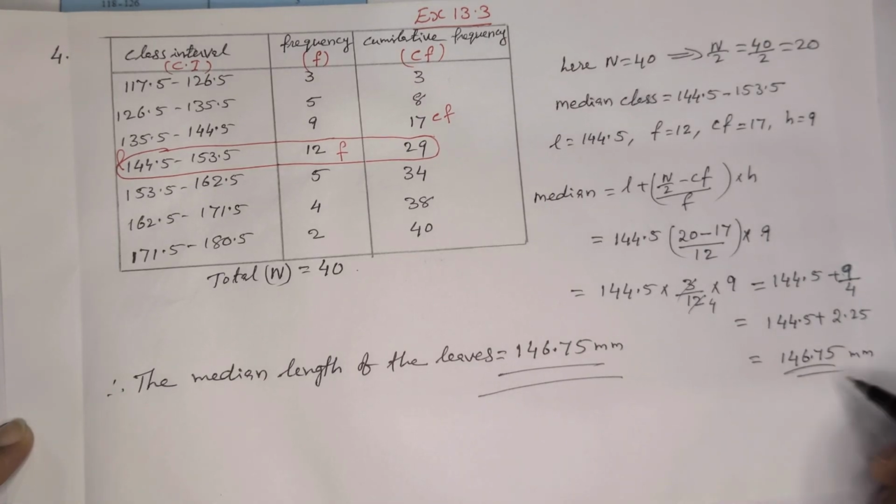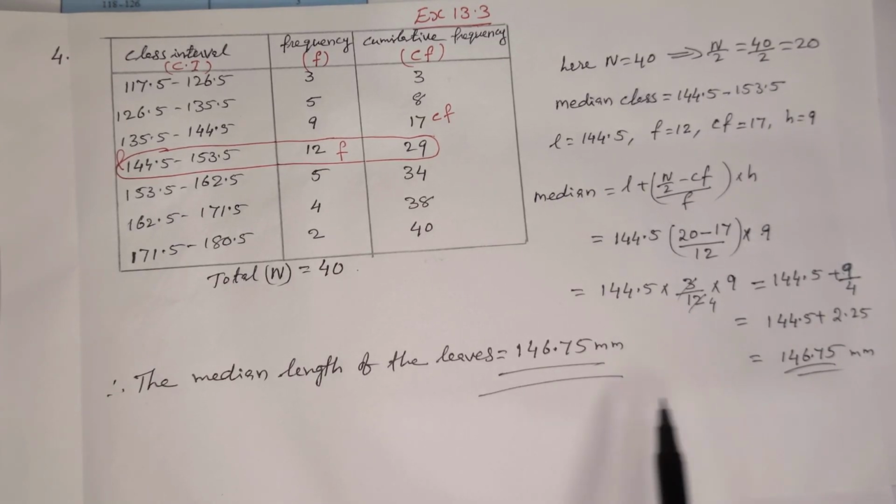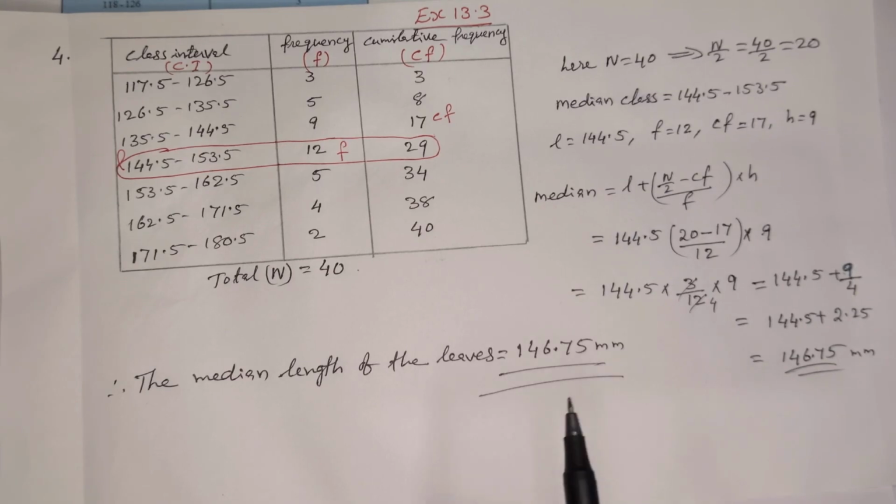2.25 plus 0.5, so 146.75. When we are adding 0.5 and 0.25, it will come 0.75. Therefore, the median length of the leaves. The question was to find the median length of the leaves, which is equal to 146.75 mm.